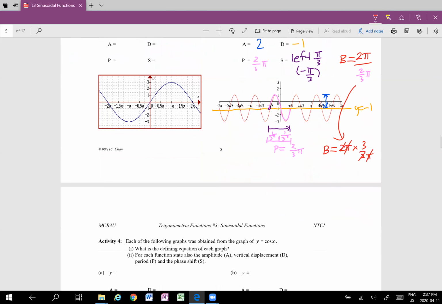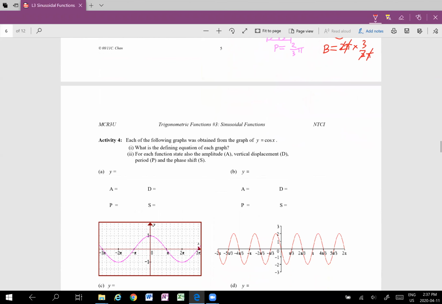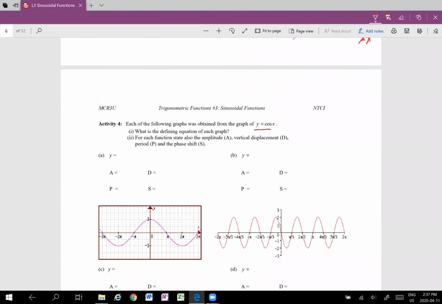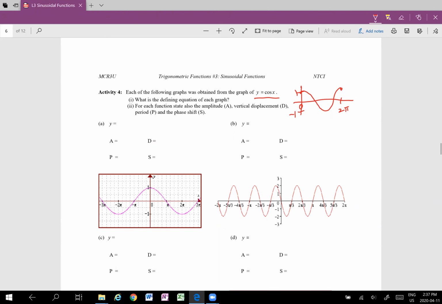To keep on going, activity 4, and just to give you my advice, y equals cosine x. The cosine graph looks like this. Same kind of properties, from 0 to 2 pi. The maximum is 1, the minimum is -1, except it starts at a maximum. Okay, so let's see if you can do that yourself.